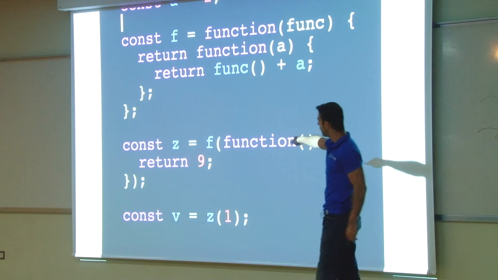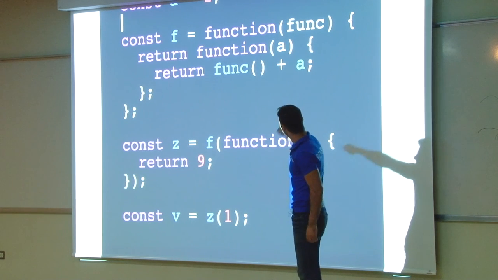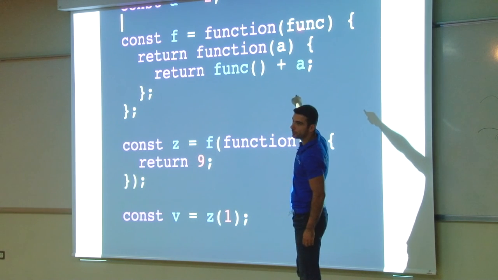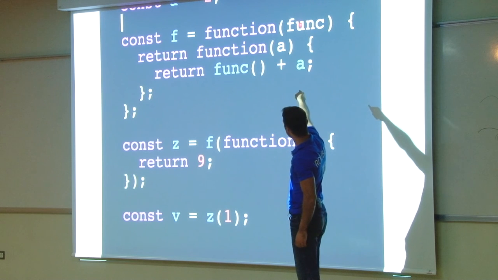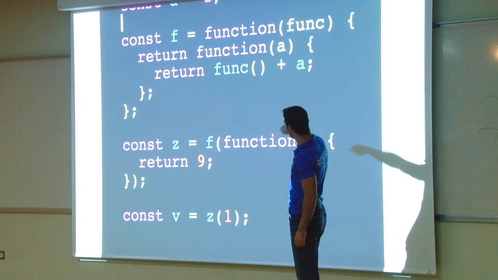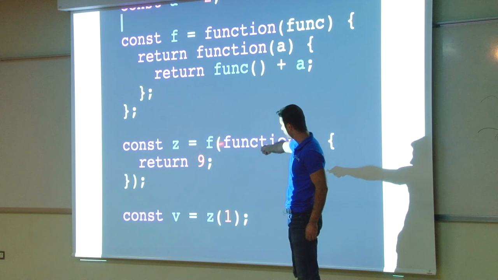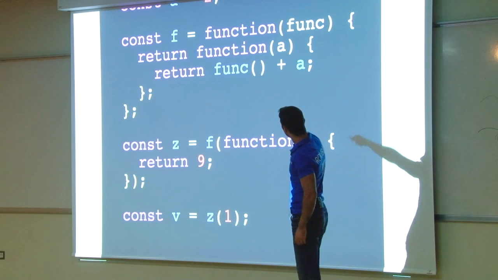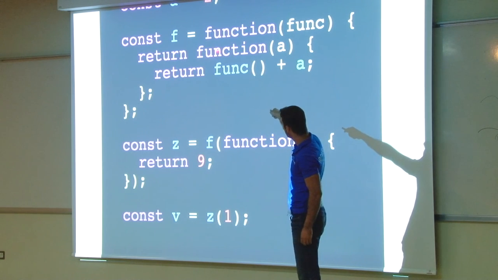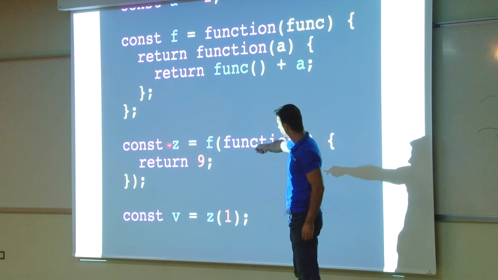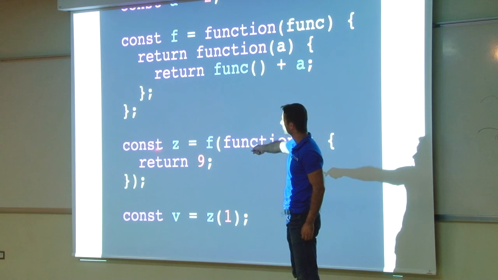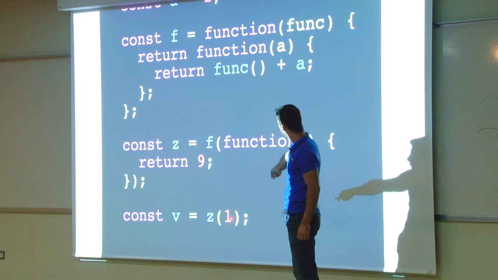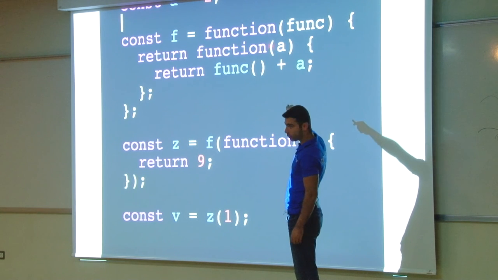But then when you call f, you give this to this local variable. So this function goes into that. So func represents this function here. Then it returns this function, which gets stored inside of z. Then when you call z with a 1, it comes here, a takes 1.